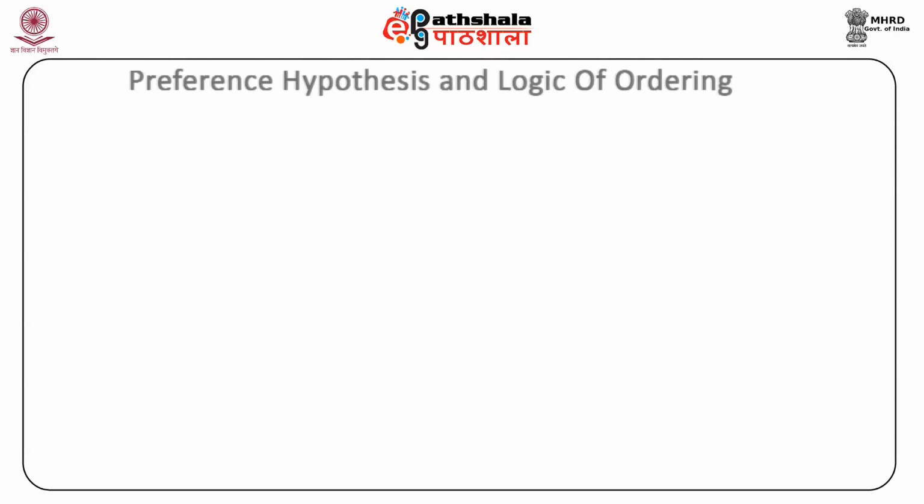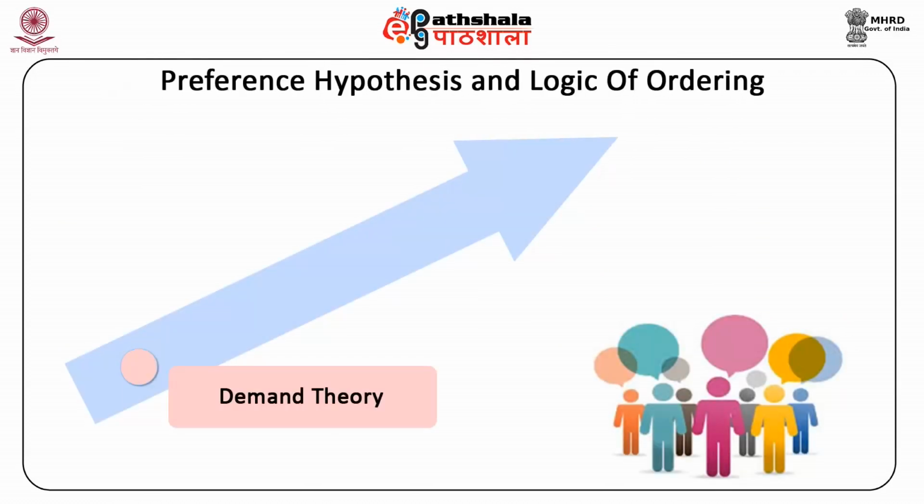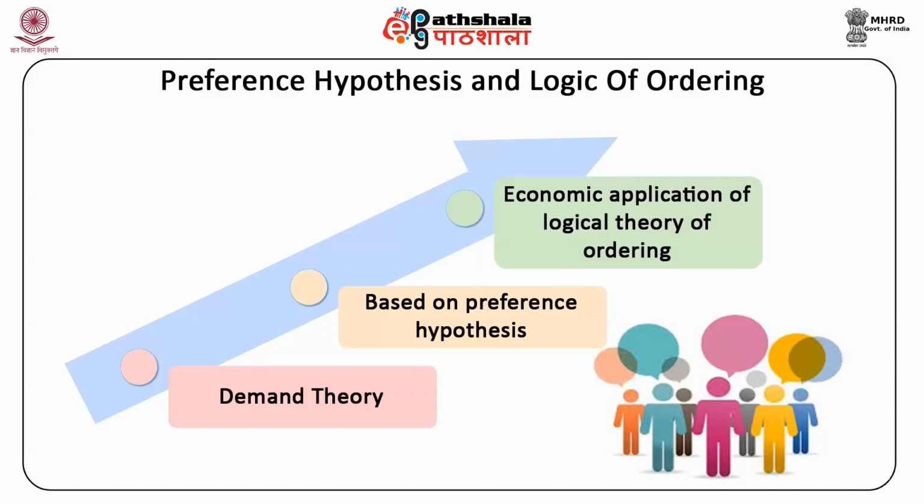Hicks, in the revision of demand theory, started from the logic of ordering itself rather than its geometric application. According to him, the demand theory, which is based on the preference hypothesis, turns out to be an economic application of the logical theory of ordering. Before proceeding to the derivation of demand theory using the preference hypothesis, Hicks explained the logic of order.